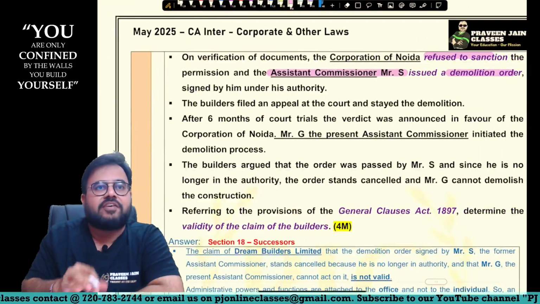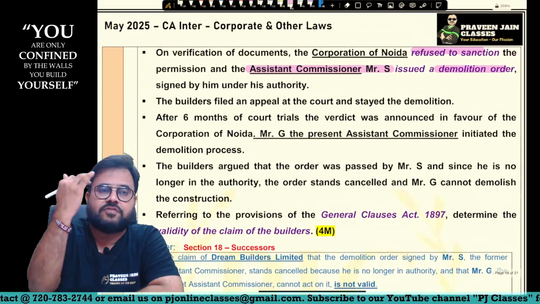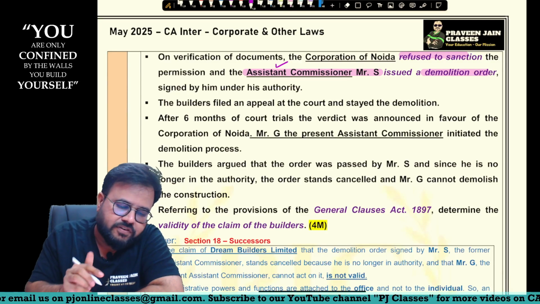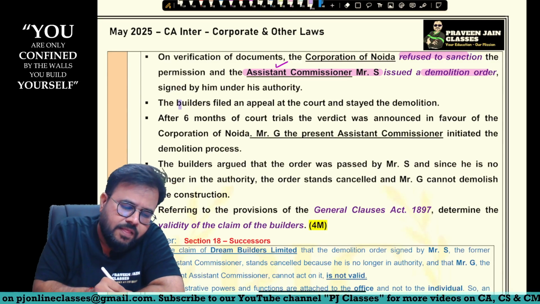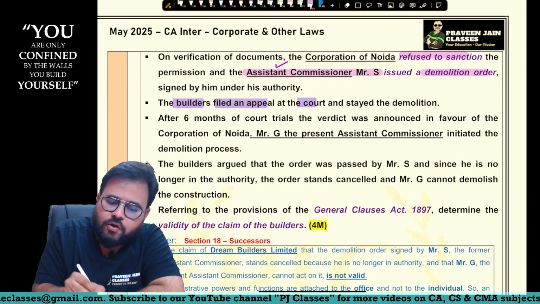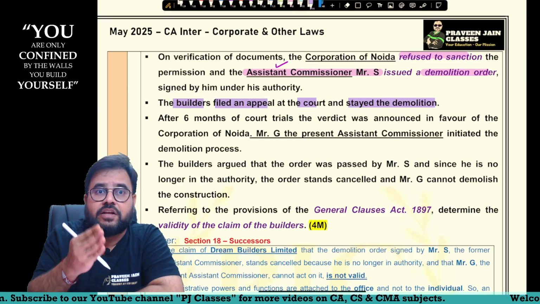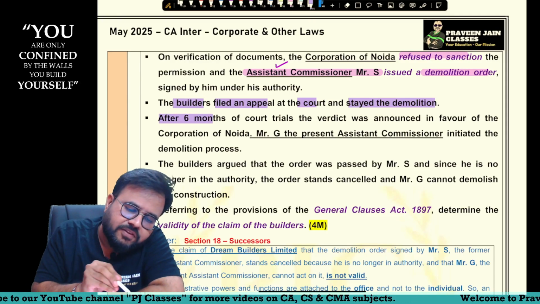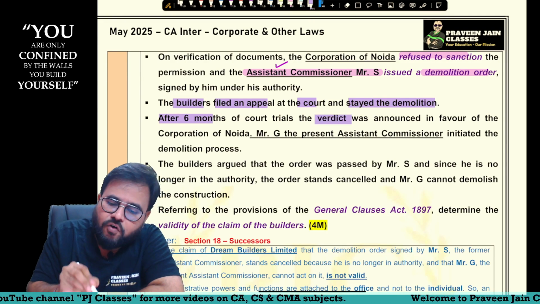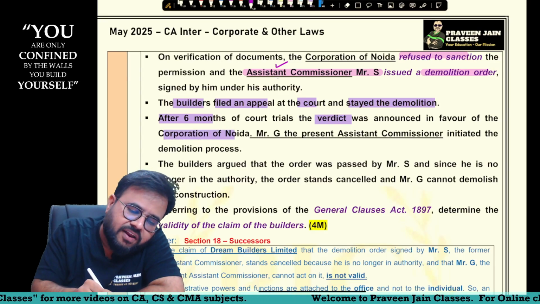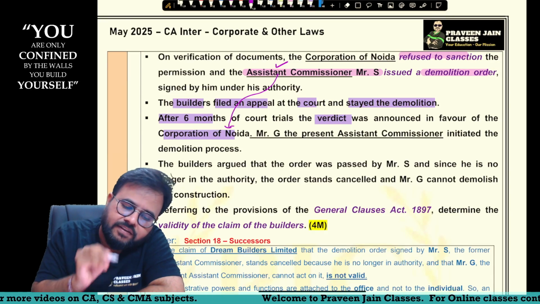Now they are not giving the approval, sanction is not given, hence we have issued the order of demolition, sir. Who has done that, sir? Assistant commissioner, sir. Great. The builders filed an appeal at the court and stayed the demolition. Stayed, meaning stopped. Stay order, you know, injunction order, sir. After 6 months of the court trials, the verdict was announced in favor of Corporation of Noida. In other words, whatever the assistant commissioner said is now allowed, sir.